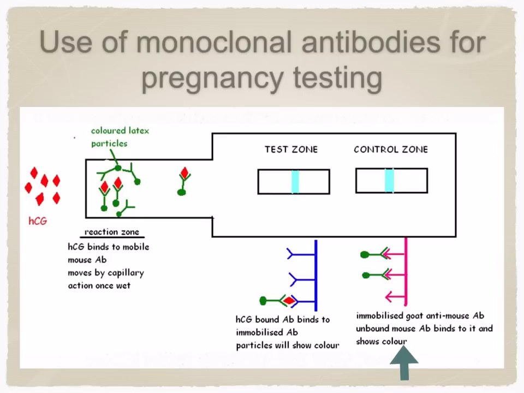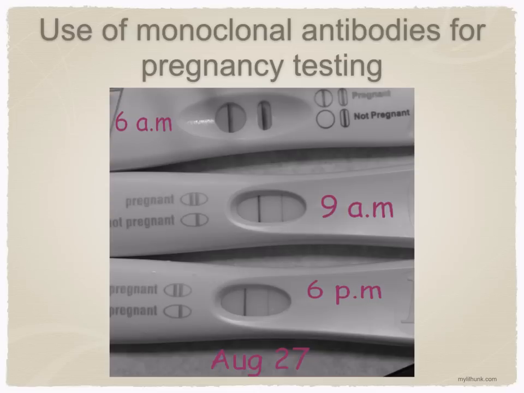As the liquid continues to move towards the end of the strip, it meets a region that has another immobilized monoclonal antibody, and this one traps the colored particles whether they are attached to HCG or not. So the second line will appear for both positive and negative results, and this acts as a control. So if both lines are present, the test is positive. So here you can see a pregnancy test kit that shows positive for the lady being pregnant.